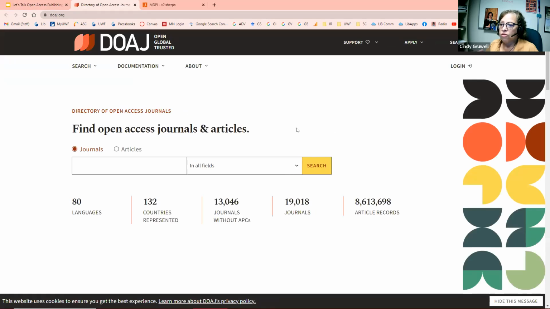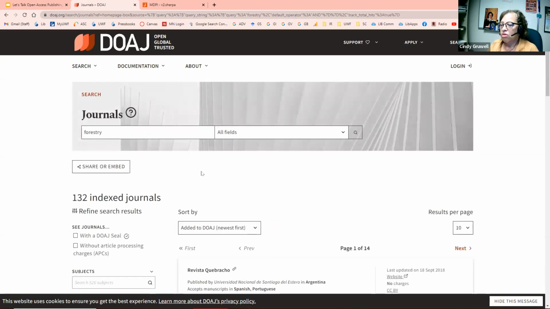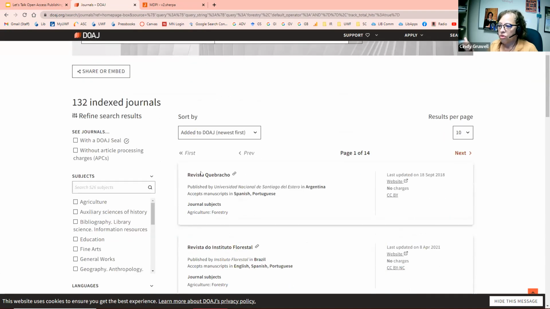On the other hand, if you're looking for journals, the best place to go is DOAJ. The Directory of Open Access Journals has every field you can think of, thousands, a lot of different resources. So here, if I wanted articles, I'll just do forestry. I'm looking for open access journals that have forestry. You see, I got 132 indexed journals.